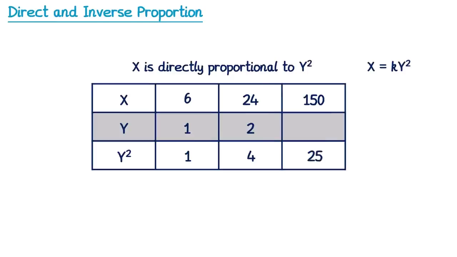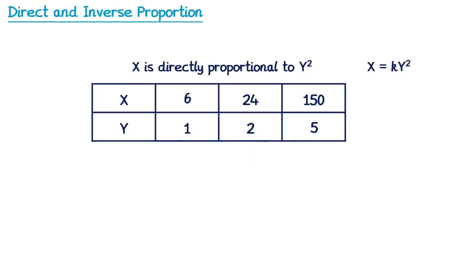Now we're ready to look back at that row of y values, and to get the y value, if you know the y squared value, you would just square root it. The square root of 25 is 5. So we've now completed the original table, and that's that question done.